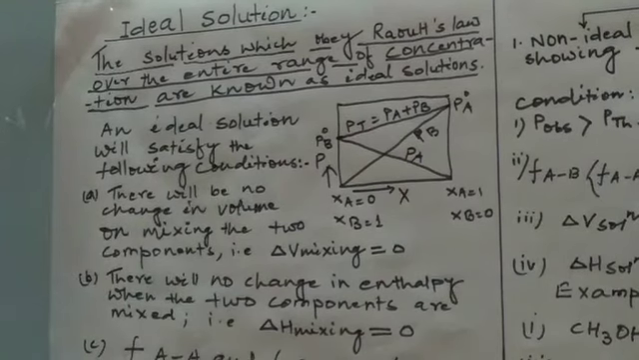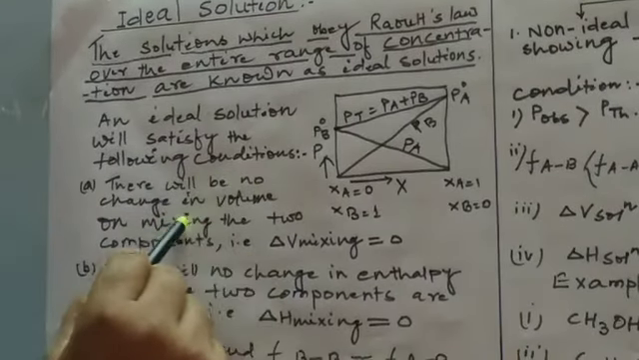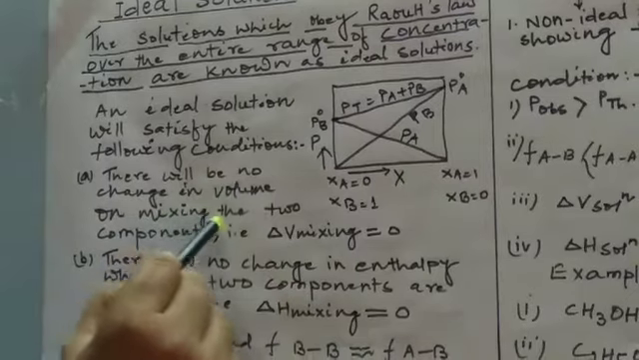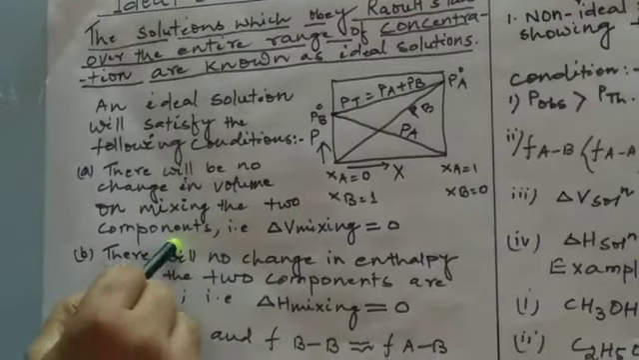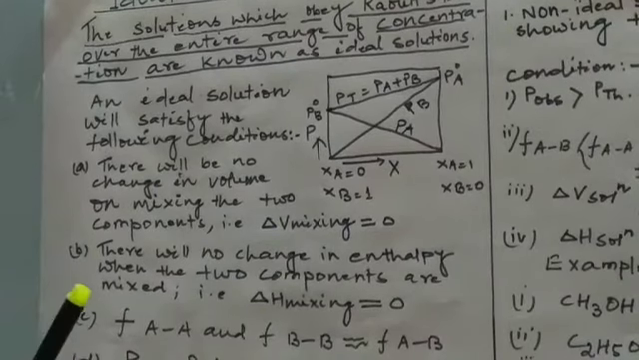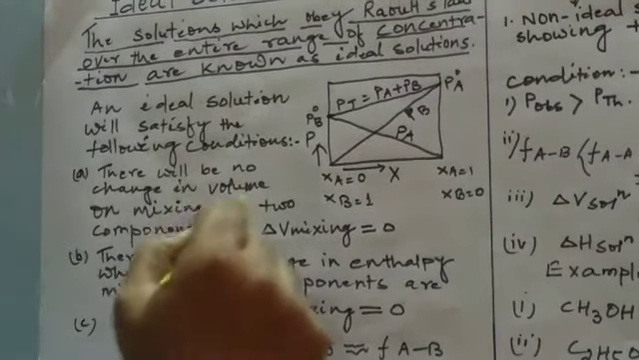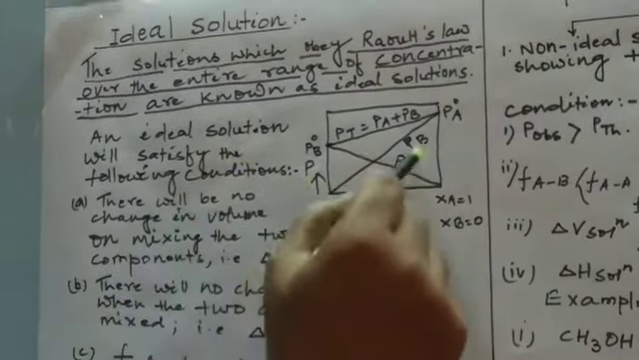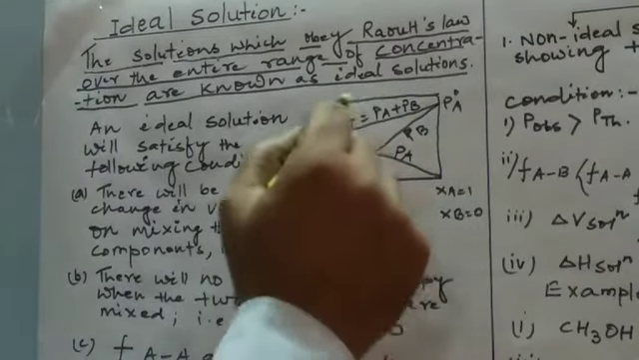Number one, there will be no change in the volume on the mixing of the two components, that is solute and solvent, since both are liquid. So this is an ideal solution, which obeys Raoult's law completely.